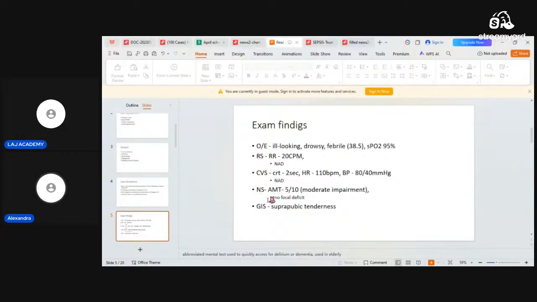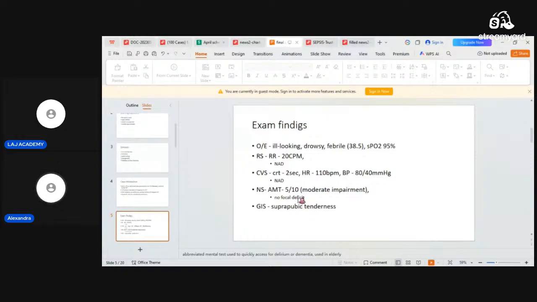abbreviated mental test was 5/10, which indicated moderate impairment. This test is actually used as a quick way to detect delirium or dementia in elderly people. Total score of 10.